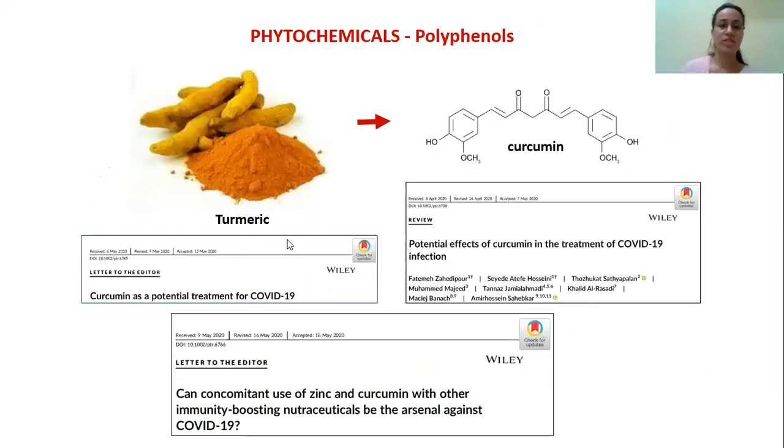Now, as I just mentioned, phytochemicals also have a very crucial role to play. Among the phytochemicals, I'll be focusing mainly on the polyphenols. And among the polyphenols, curcumin is one of the most renowned bioactive compounds, which is present in turmeric. Turmeric is actually a part and parcel of Indian cuisine. It is commonly used in cooking. So here also we find that there are a number of publications highlighting the role of curcumin in preventing this particular disease.